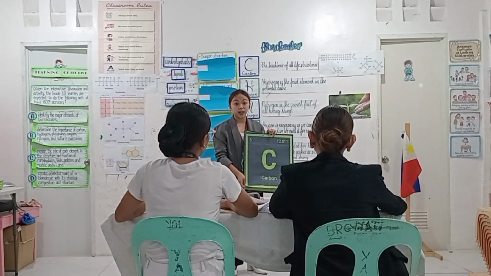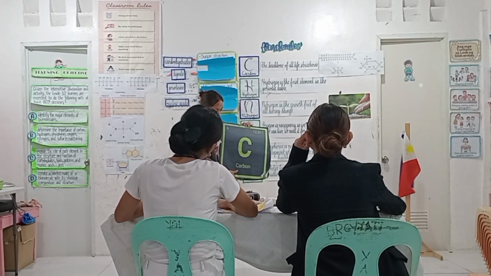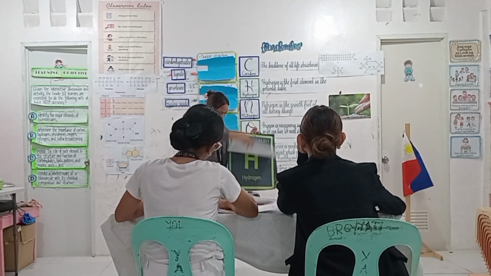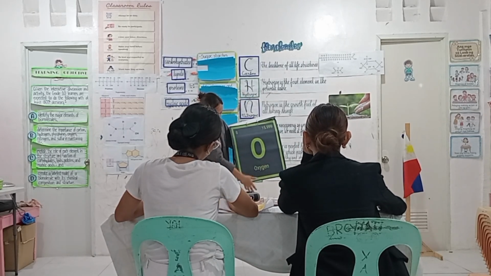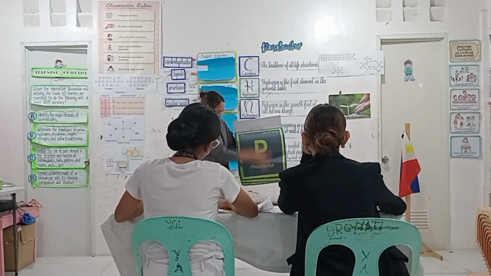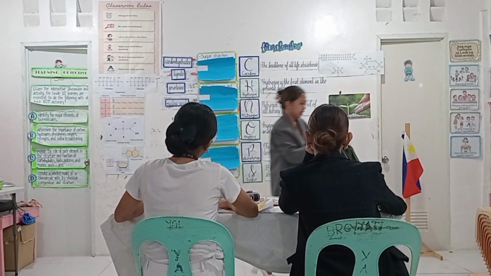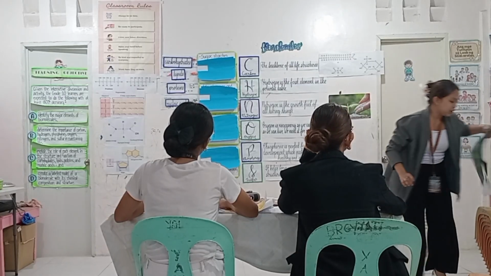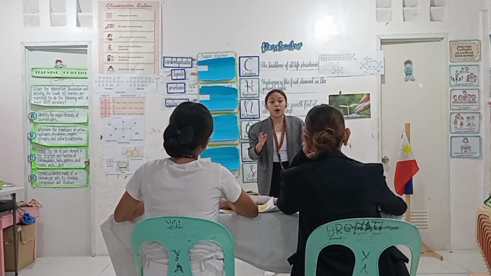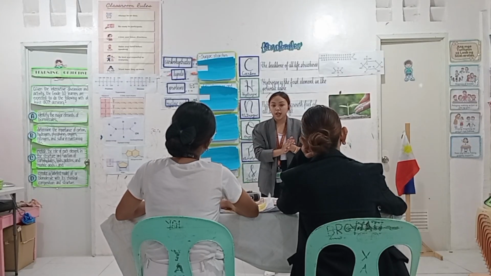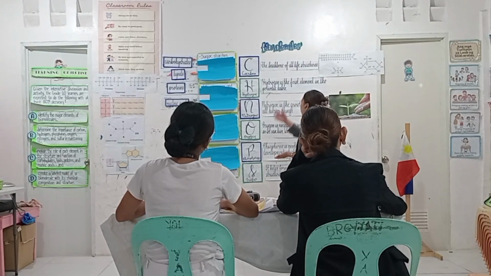Can I have someone read these 6 elements? Yes, Francine? Carbon, hydrogen, nitrogen, oxygen, phosphorus, and sulfur. Very good. Now, thank you so much, Francine. So, these 6 elements that make up our bodies are carbon, hydrogen, nitrogen, oxygen, phosphorus, and sulfur.